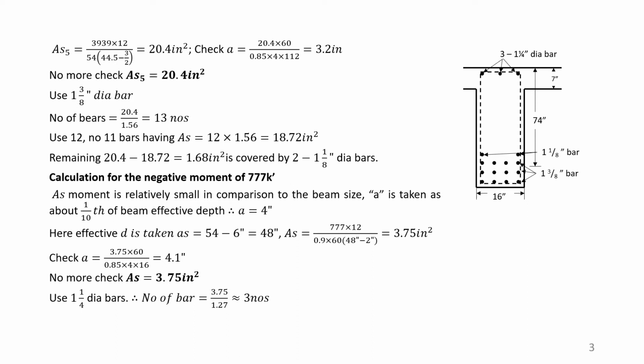First of all, we will provide 12 1/3 inch dia bars, and for the remaining one, instead of a number 11 bar, we will give another 1/8 inch dia bar for the remaining area. The total will be 12 of 1/3 inch bar and 2 of 1/8 inch bar. This combination will give us the total area of steel required.